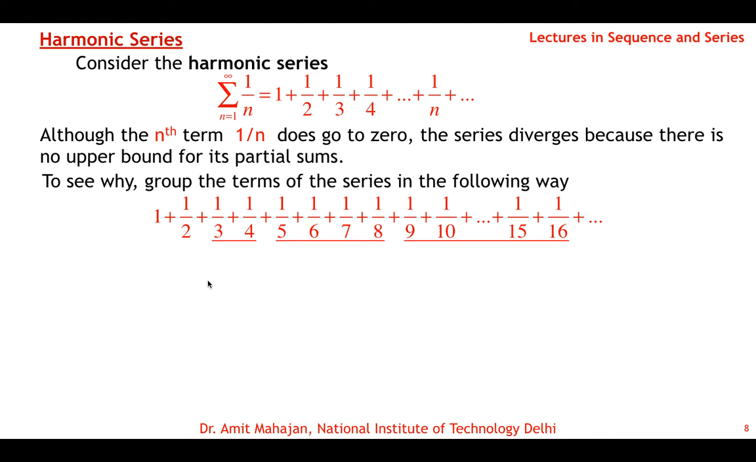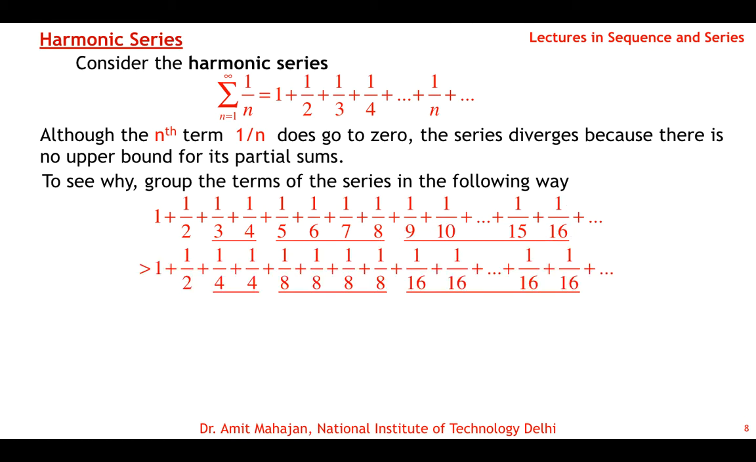Now 1 by 3 is always greater than 1 by 4, and 1 by 4 is already 1 by 4. So 1 by 3 plus 1 by 4 is greater than 1 by 4 plus 1 by 4. Similarly for these four terms, each term is greater than 1 by 8. So 1 by 5 is greater than 1 by 8, 1 by 6 greater than 1 by 8, 1 by 7 greater than 1 by 8, and 1 by 8 is already 1 by 8.